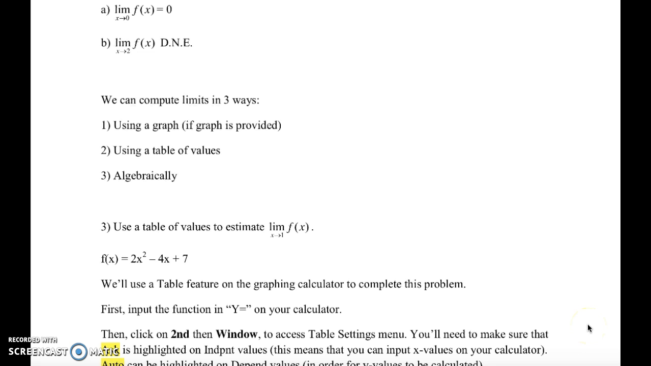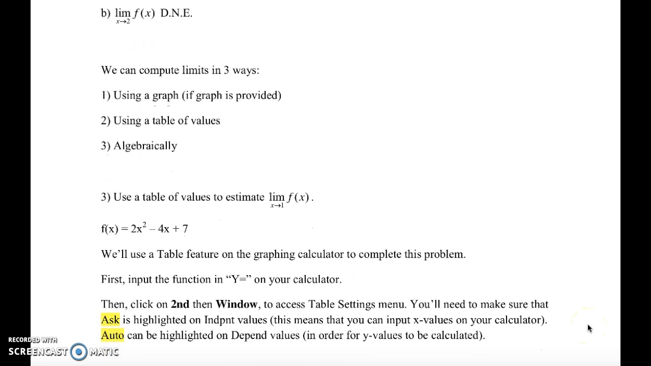So the first thing we want to do is go into your Y= on your calculator, which is the gray key on the upper left-hand side. You're going to hit that and input that function into your calculator. Once you get that in there, you're going to hit second and window to access the table settings. So table is in blue. In order to access anything on your calculator in blue, you have to hit the blue key or the second key to access that.